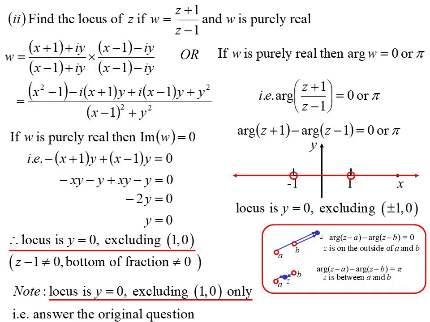If the question had simply been the argument of z plus 1 on z minus 1 is equal to 0 or pi, then yes, the answer to that one is we exclude these 2 points. But that wasn't the original question. That's what I changed the question to make life easier for myself in solving the problem. Always go back and make sure you're answering the original question, not the question you changed it to.